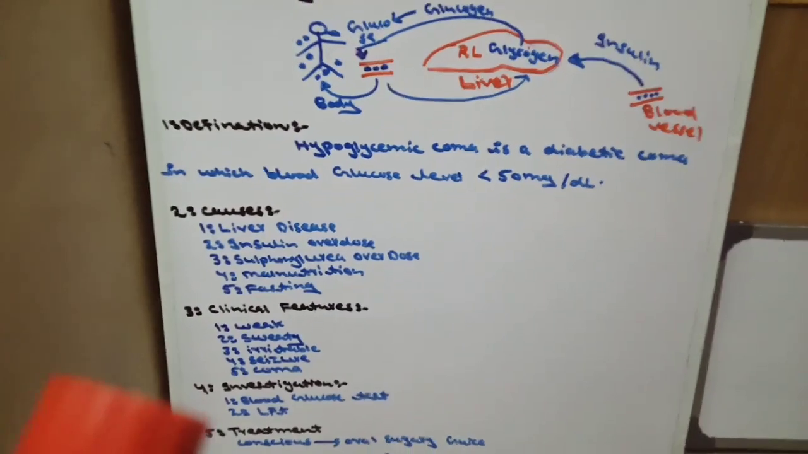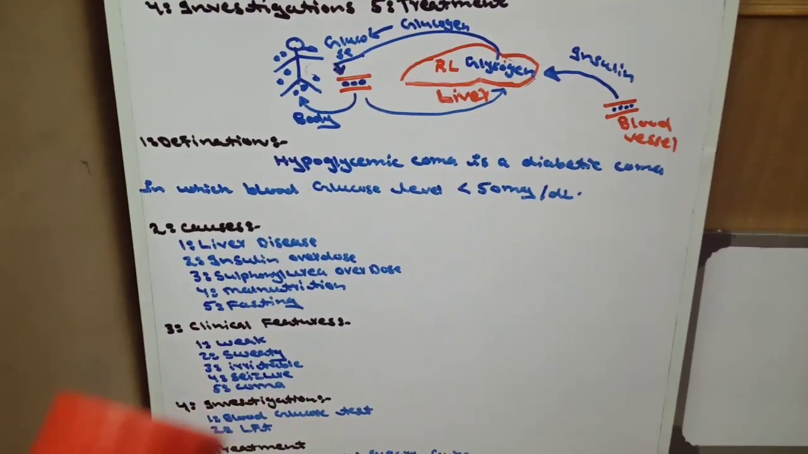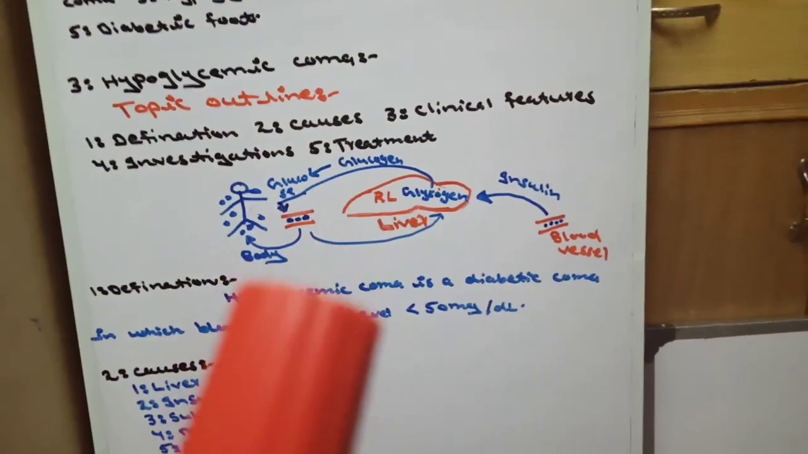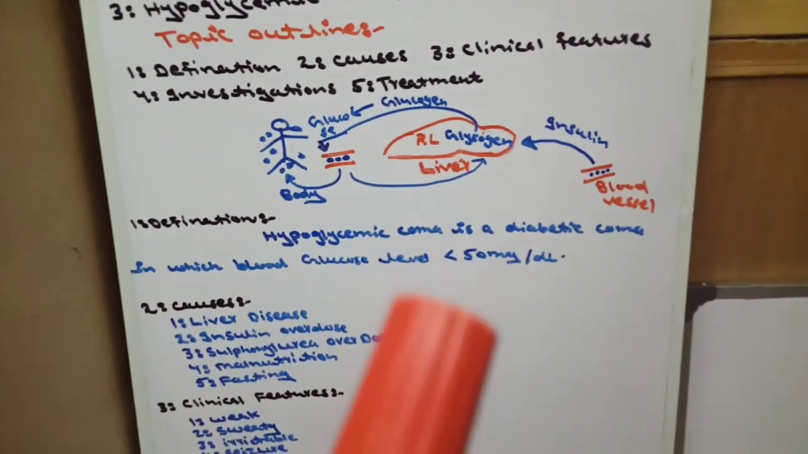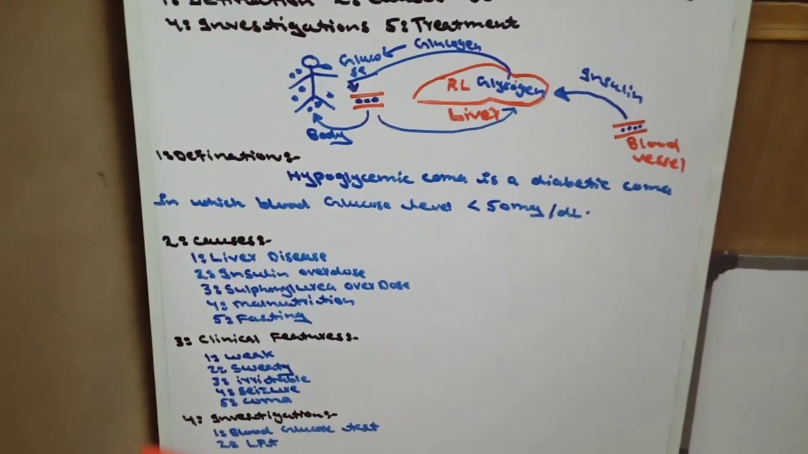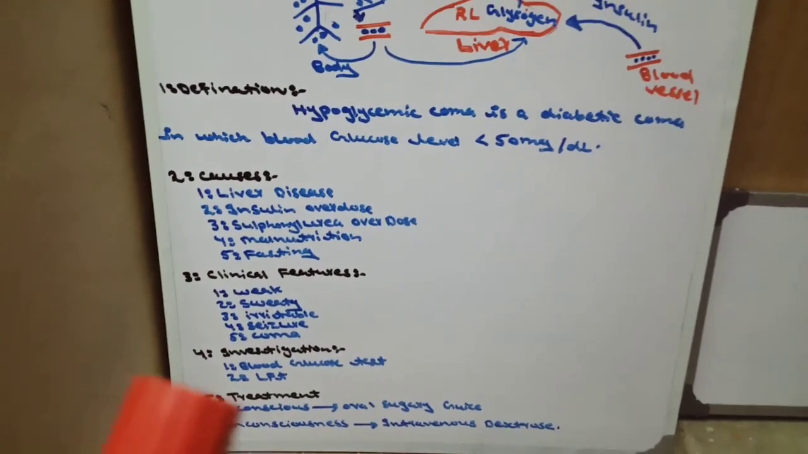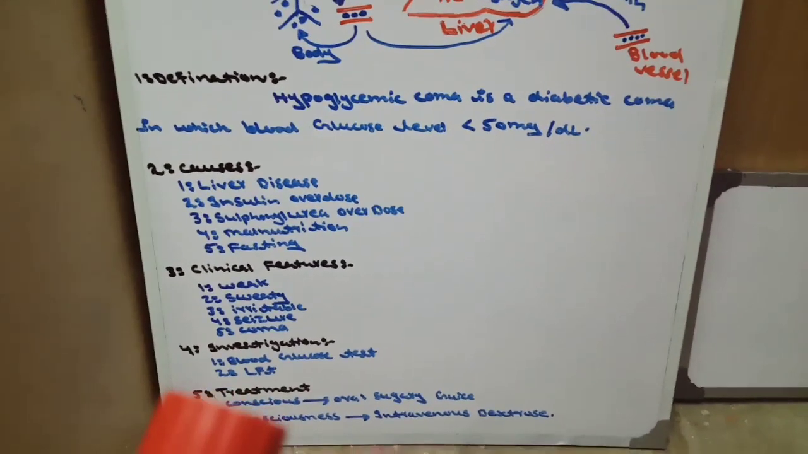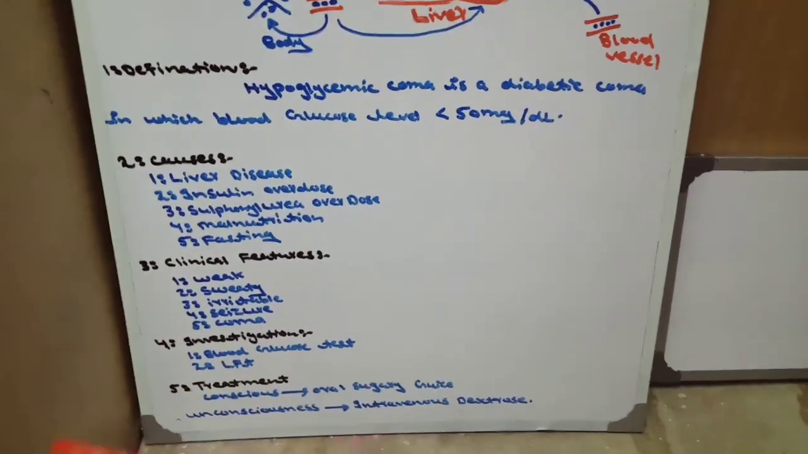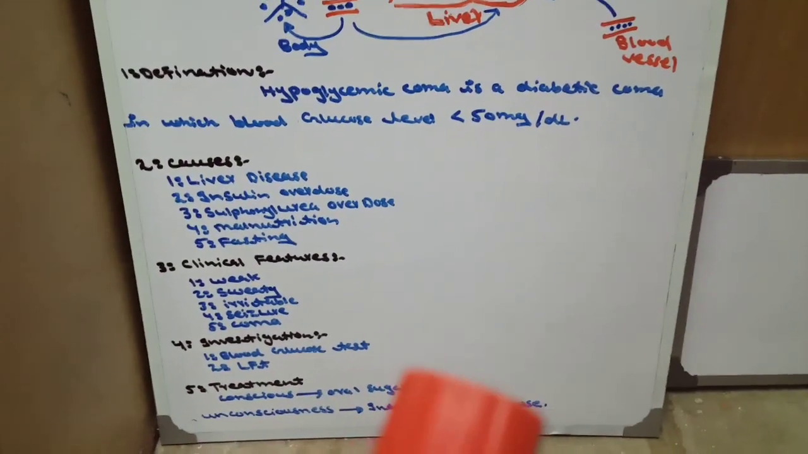In investigation, we do 2 tests. Number 1, blood glucose test. If blood glucose level is less than 50 milligram per deciliter, there will be hypoglycemia. Number 2, we do LFT, liver function test, for liver diseases. The last is treatment. Treatment will be of 2 types. If the patient is conscious, then oral sugary juice. If the patient is unconscious, then intravenous dextrose will be given.